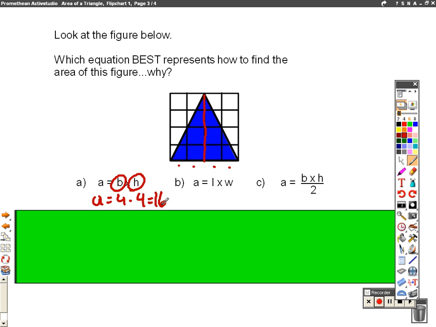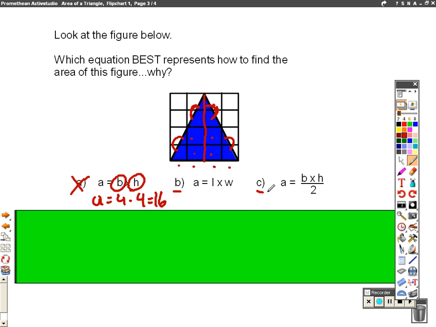Well, let's count up and check our answer. 1, 2, 3, 4. I think if we put that together, that would probably make 5. These two would make 6, 7, and 8. Wait a minute, it's 8. It's not 16. So A is not the best representation. So for B and for C, we have to determine which one is better.